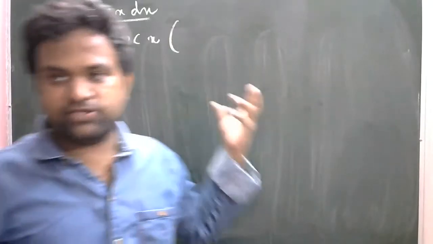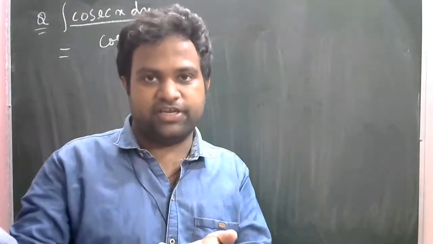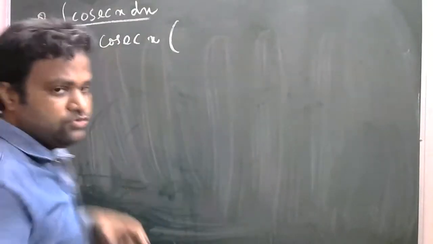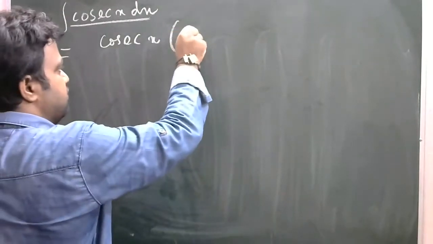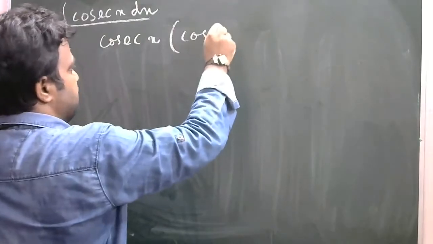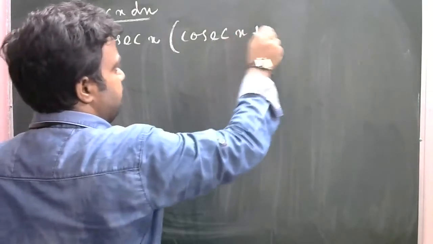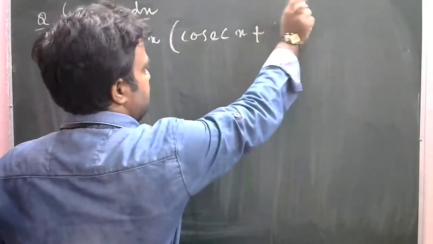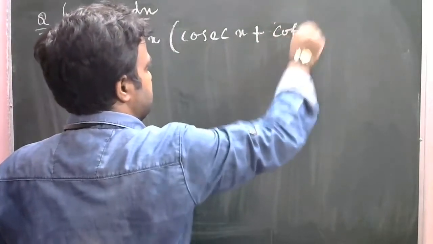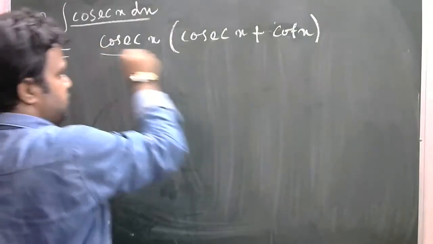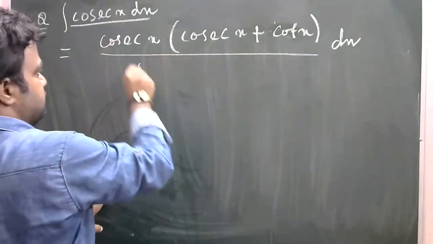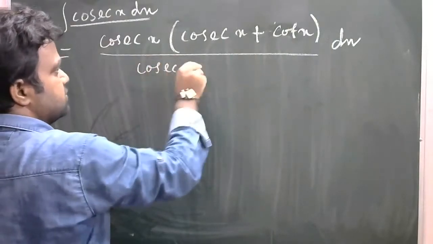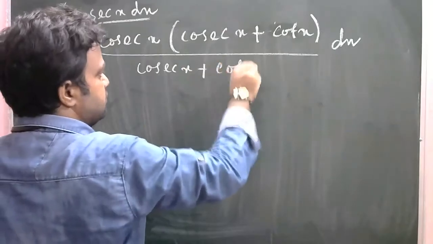With sec x we multiplied sec x plus tan x. So here what should we multiply so that you can use the substitution easily? Here you can multiply cosec x plus cot x. Then see how your life will become simple, and the denominator will also be cosec x plus cot x.